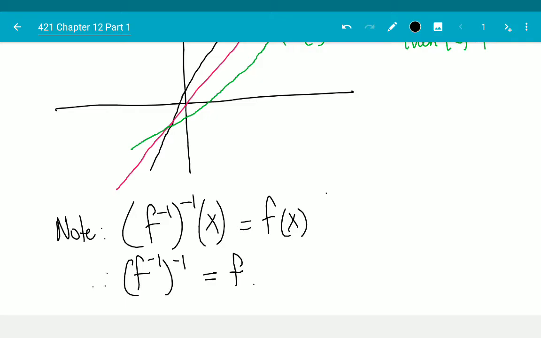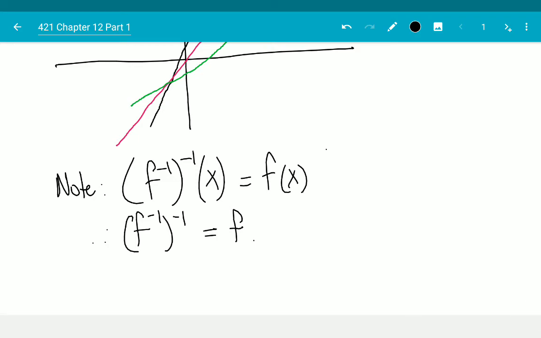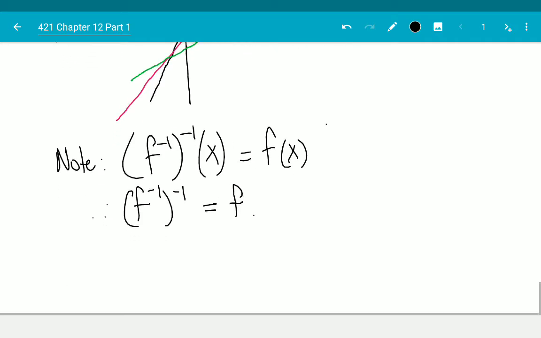And this is exactly the same as saying that if I look at what the pairs in f are, suppose f has pairs (a, b), then f inverse has pairs (b, a). If you look at the inverse of that again, that's again going to have pairs (a, b), which is the same exact thing as what you had in f. Therefore, you get that f inverse inverse of x is equal to f of x.